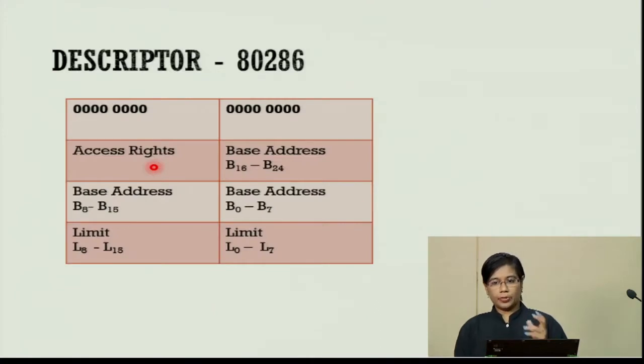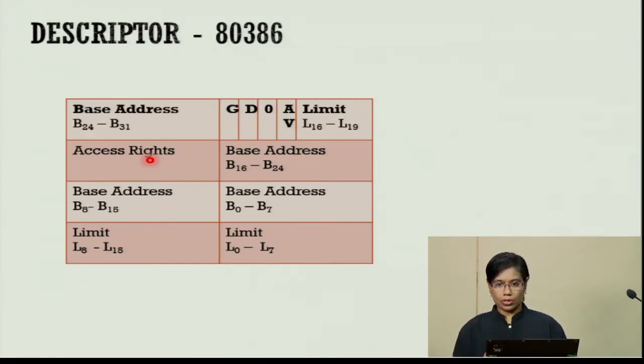So this is the descriptor for 80286. As we saw earlier, the descriptor will have the starting address of the segment, the size of the segment, and also the access permissions related to the segment. But right now we are more interested in getting the addresses, so we will concentrate on the starting address and the size of the segment. The descriptor for 80386 is also similar. The bits called limit give the size of the segment, and the base address gives the starting address of the segment. Access rights again gives the access permissions related to that particular segment.